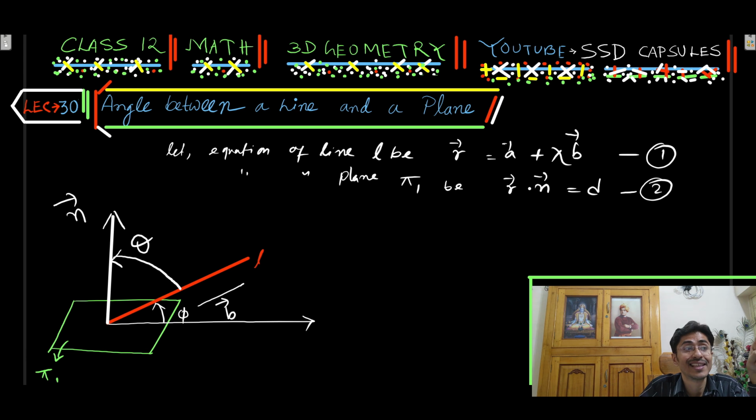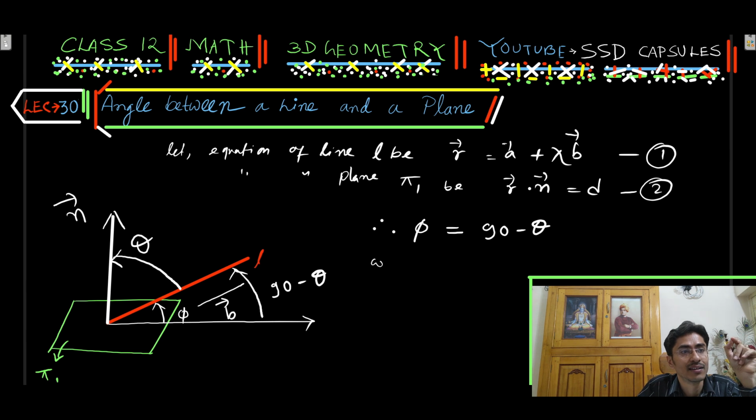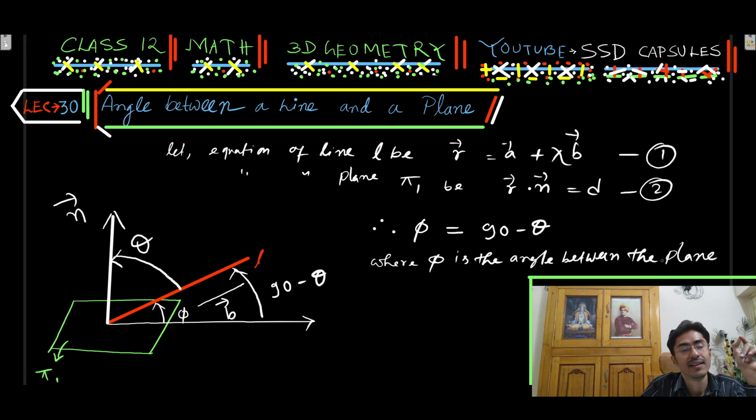Now as theta is the angle between the normal to the plane, the n vector, and the line, this angle is 90 minus theta, that is, the complement of the angle theta. So 90 minus theta is nothing but the angle phi. Therefore phi equals 90 minus theta, where phi is the angle between the plane pi 1 and line L.